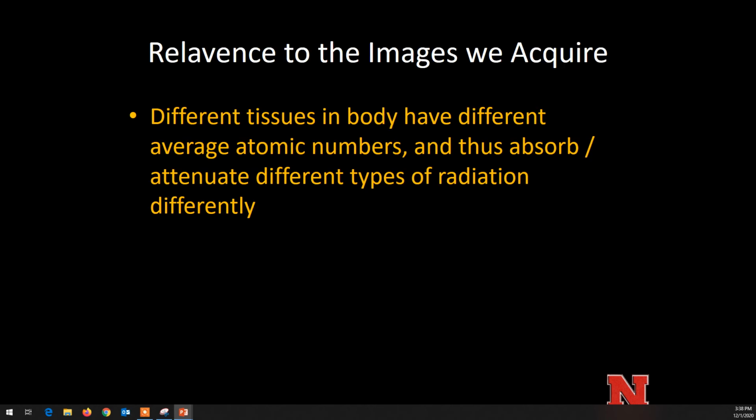How is all this relevant to the images that we acquire in diagnostic radiology? Well, the differences in tissues in the body result in different ways that X-rays or gamma rays are absorbed. So if you have different tissues, they're going to have different atomic numbers, even if it's subtle, like between the liver and kidney, which are both soft tissue. They still will have slightly different atomic makeups and slightly different atomic numbers. So they'll absorb different amounts of the X-rays they're exposed to, and that will induce contrast in the images, which allows our eyes to tell them apart.